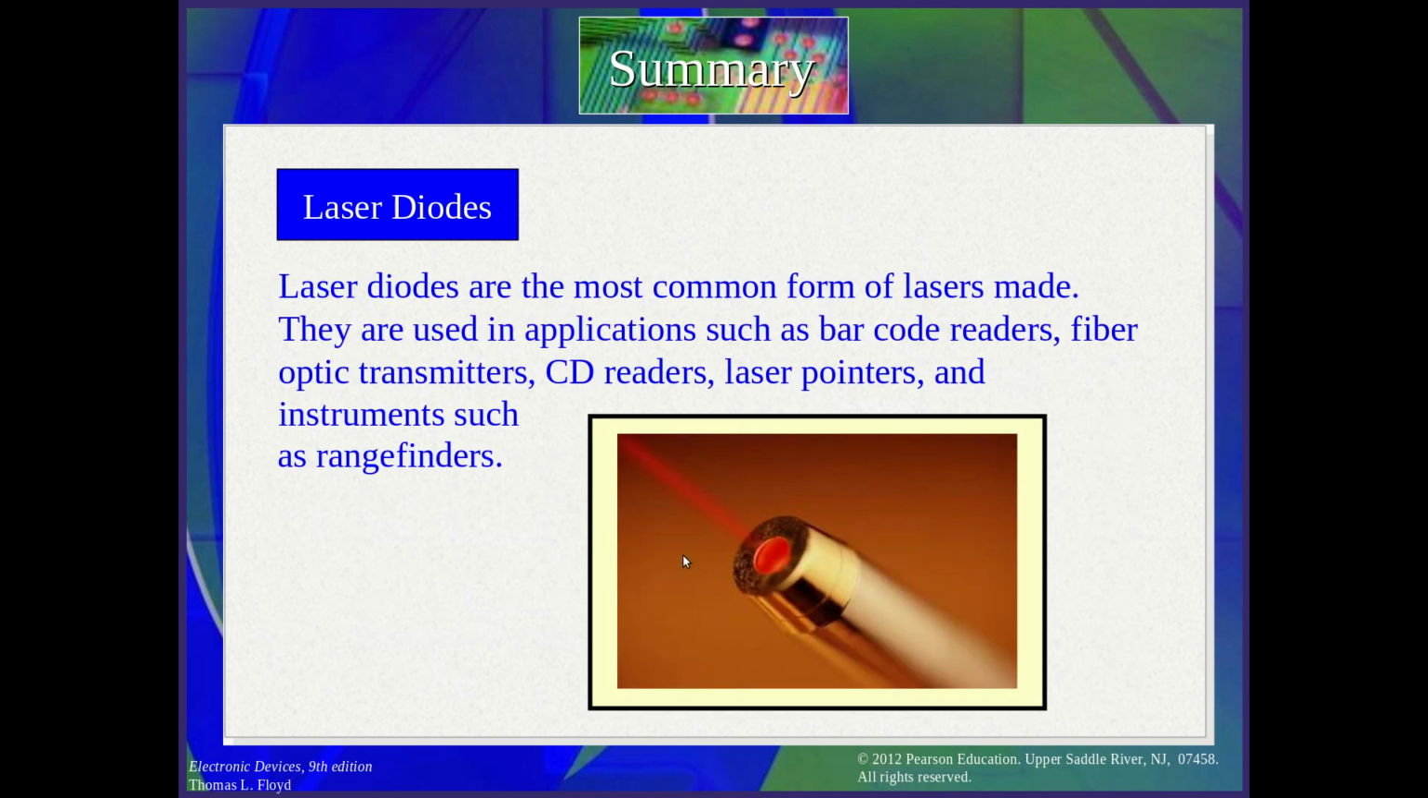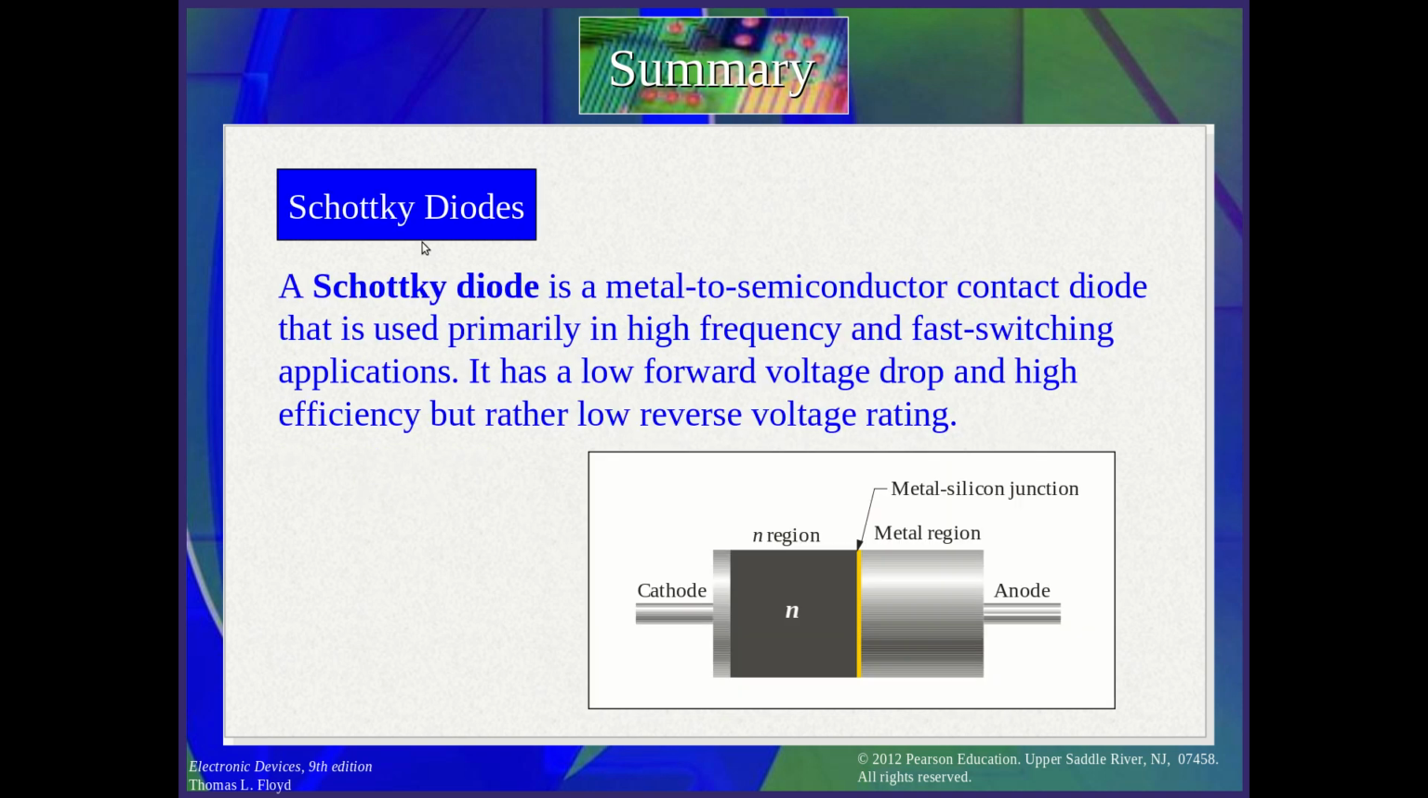The most common form of laser is the laser diode. We use it in CDs, laser pointers, instruments, and range finders. The Schottky diode is another special purpose diode, metal to semiconductor. Instead of having a P-N junction, we have an N region and a metal region. It has a low forward voltage drop and high efficiency, but a rather low reverse voltage rating.